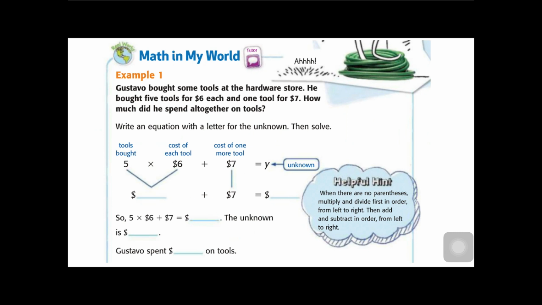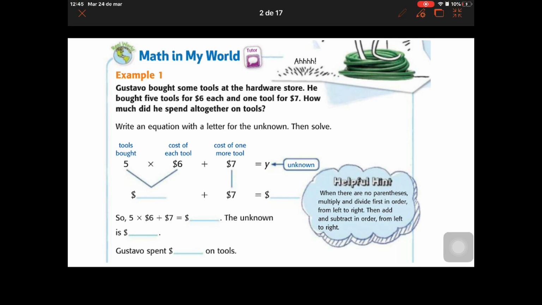So he bought how many tools? He bought 5 tools. Over here they're telling you he bought 5, and all of them cost $6. So in this one you're gonna multiply 5 times 6, which is how much? 30. Okay, very good. So we have 30 over there, and he also bought one tool for $7. So he bought only one.